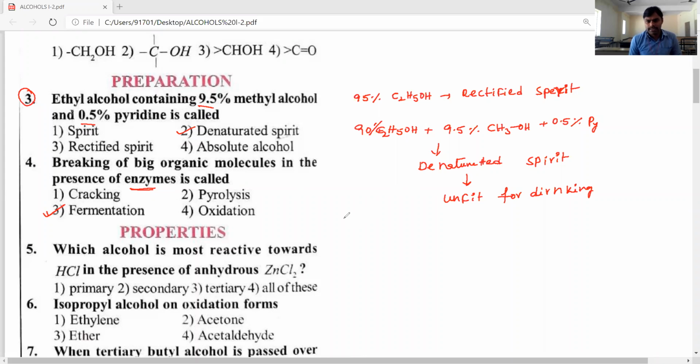Okay, students, let's see the fourth question. Starch fermentation process. Starch means (C6H10O5)n. It is a polymer, a big molecule. The starch upon hydrolysis in the presence of diastase enzyme.